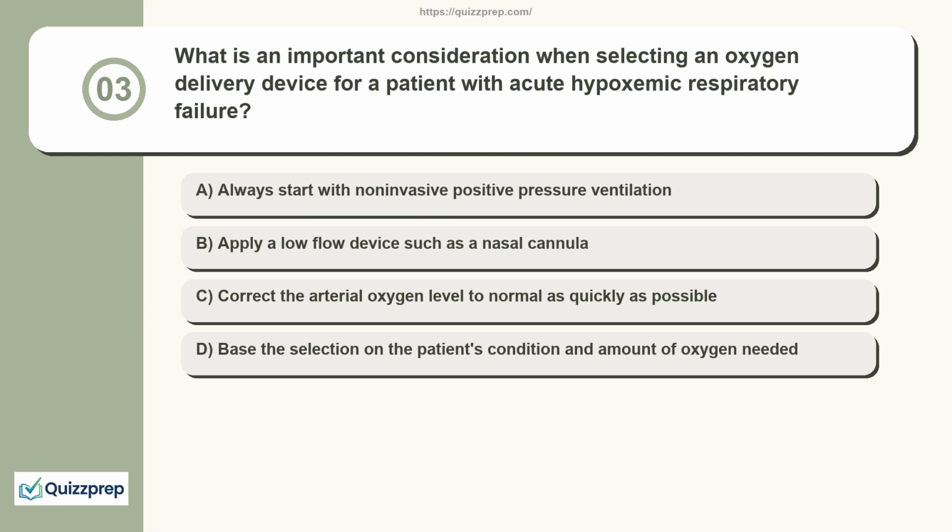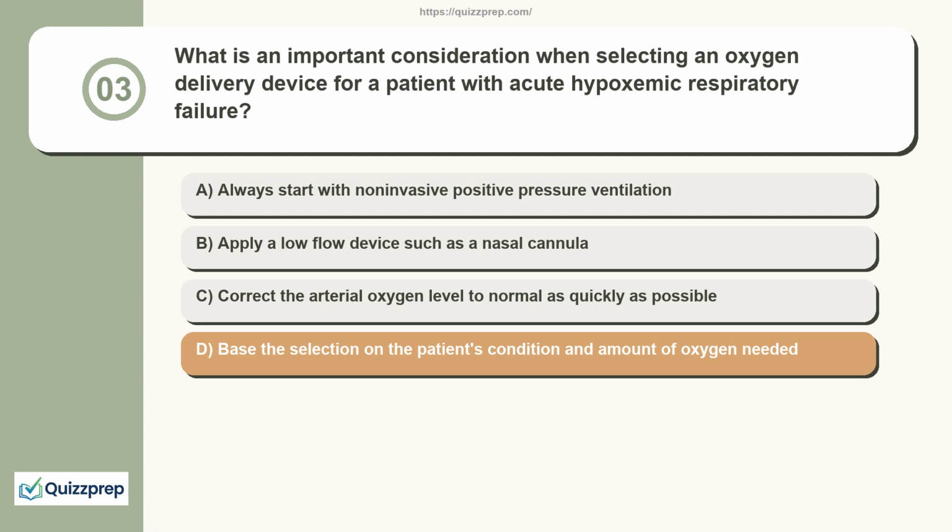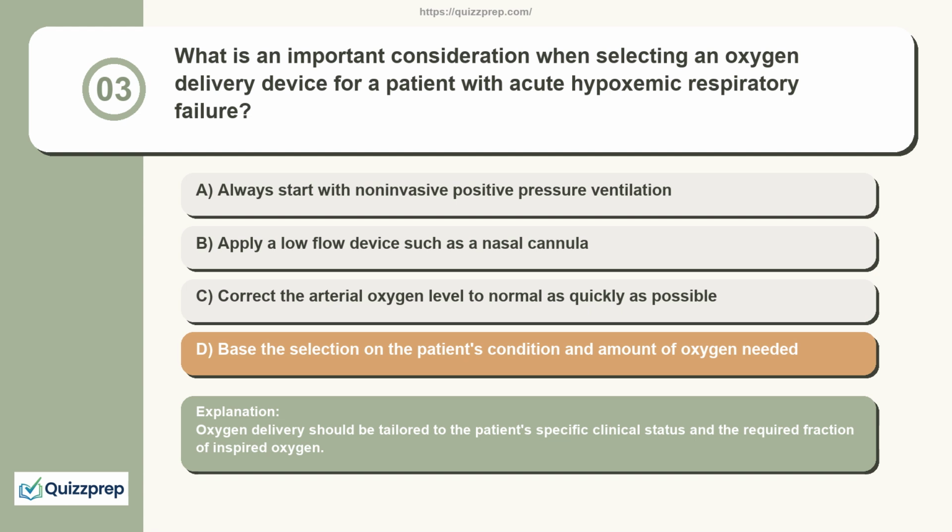Question 3. What is an important consideration when selecting an oxygen delivery device for a patient with acute hypoxemic respiratory failure? Always start with non-invasive positive pressure ventilation. Apply a low-flow device such as a nasal cannula. Correct the arterial oxygen level to normal as quickly as possible. Base the selection on the patient's condition and amount of oxygen needed. Oxygen delivery should be tailored to the patient's specific clinical status and the required fraction of inspired oxygen.